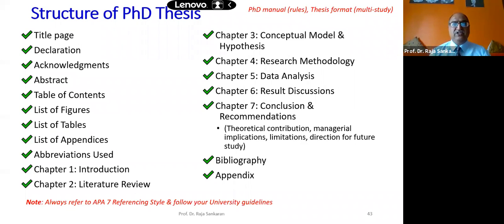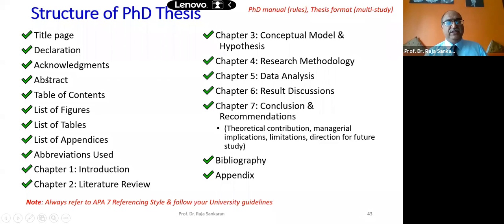Now, this is how you would structure the thesis. These are standards, okay? This is predominantly used if it is a single study. The changes could depend on whether you're using a multi-study. Again, the approach would change. If you're using, say, only a qualitative study, in that case, you won't have a conceptual model. If you're using propositions, you would not have hypotheses. So accordingly, there could be some subtle changes, but predominantly, this is how theses are structured.